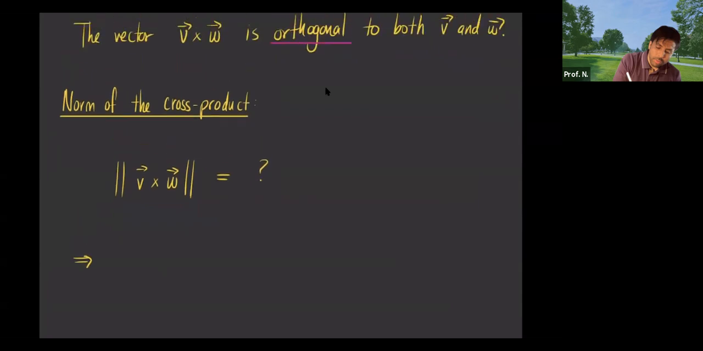And the idea is the following. If we have u and v, this is u and this is v, and you can think of this as the parallelogram rule. Pardon me, I'm using v and w. This is v, this is w.